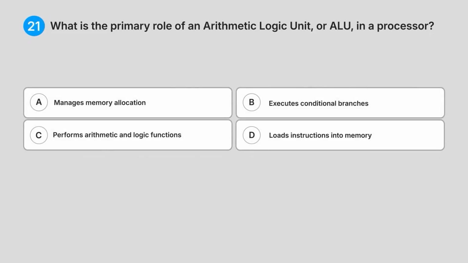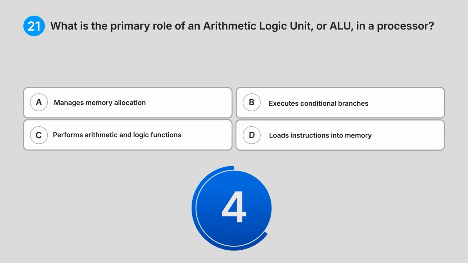21. What is the primary role of an arithmetic logic unit, or ALU, in a processor? A. Manages memory allocation. B. Executes conditional branches. C. Performs arithmetic and logic functions. D. Loads instructions into memory. What do you think is the answer?